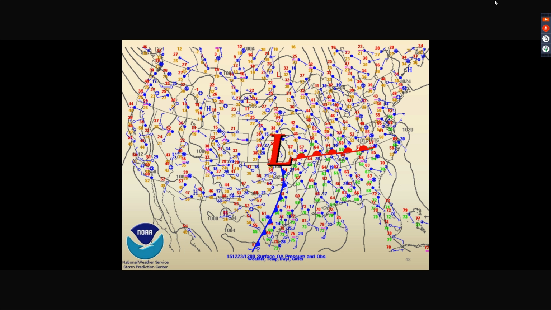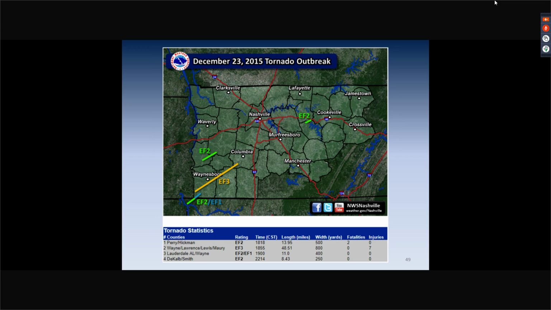And if you haven't noticed already by the dates that are on these maps, you saw the upper level pattern. This is the surface low from December of 2015 when we ended up with 4 tornadoes here in Middle Tennessee in the evening. I think at least one of them was an EF3. And here's, from our website, the layout of the tornadoes that we had here in Middle Tennessee.